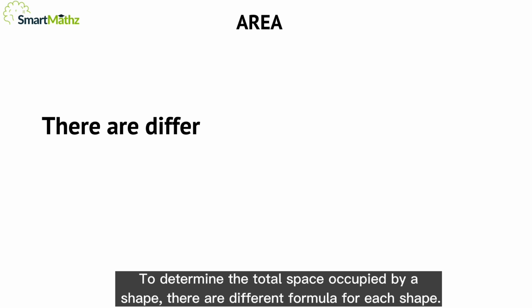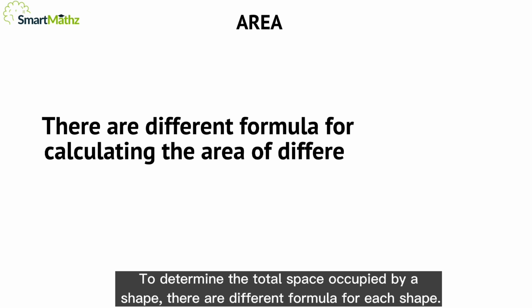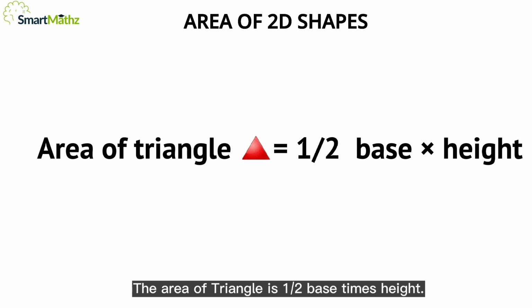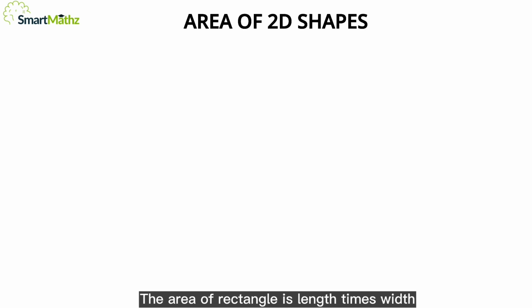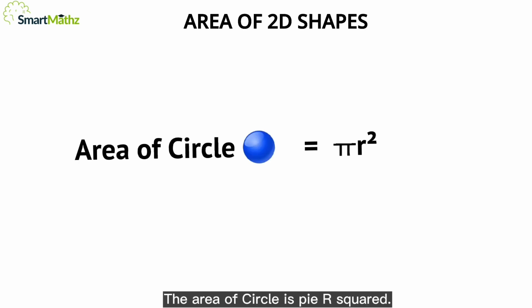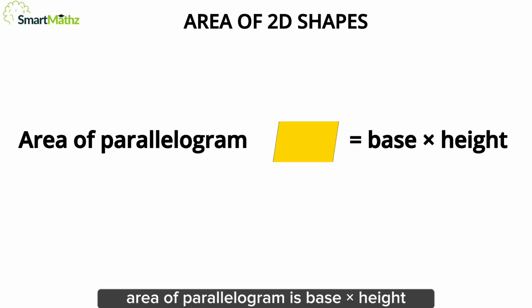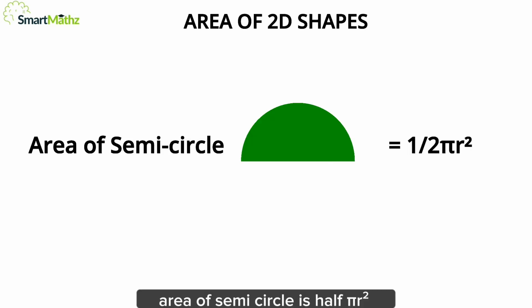To determine the total space occupied by a shape, there are different formulas for each shape. The area of a triangle is a half base times height. The area of a rectangle is length times width. The area of a circle is pi r squared. Area of a parallelogram is base times height. Area of a semicircle is half pi r squared.